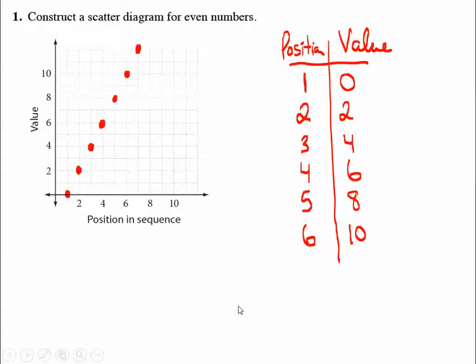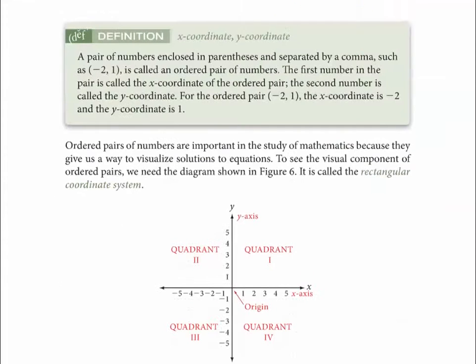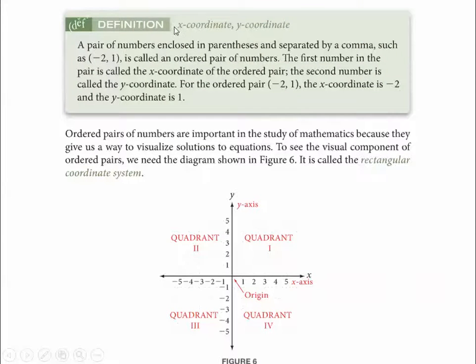Okay, but now let's go on to what we're really going to do. This is more like an algebra graphs here. Let's talk about it first. Algebra graphs, according to your definition, is based upon an x-coordinate and a y-coordinate. And this little thing right here in your textbook, anybody know what page number this is? Figure 6.